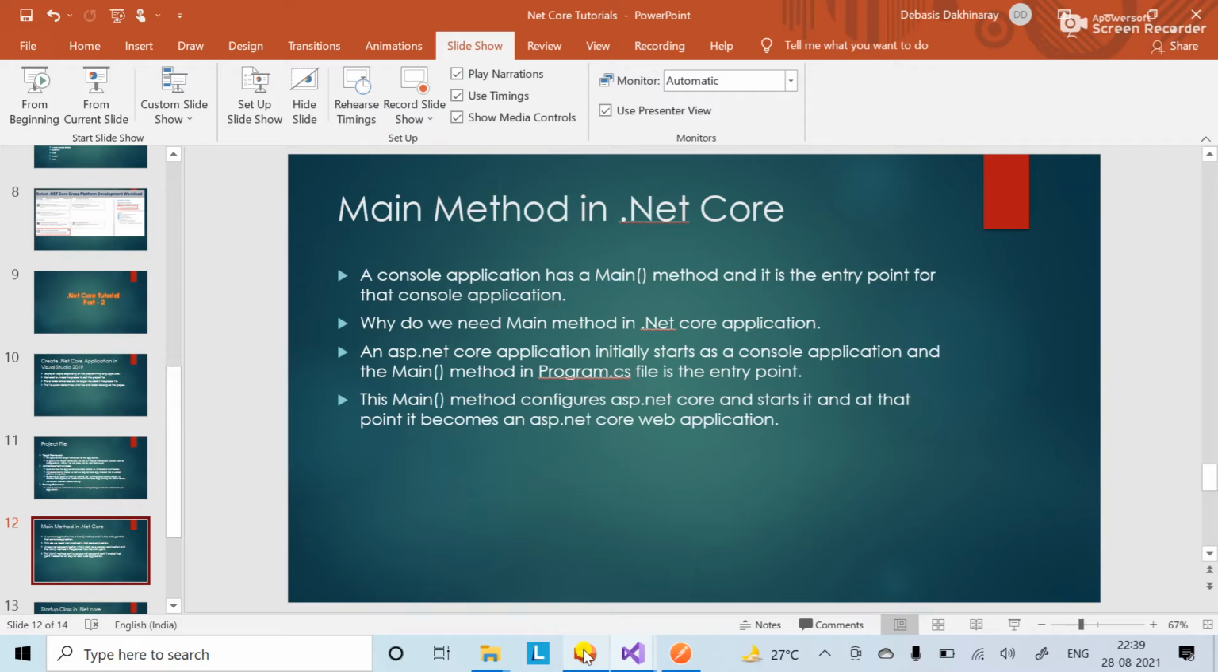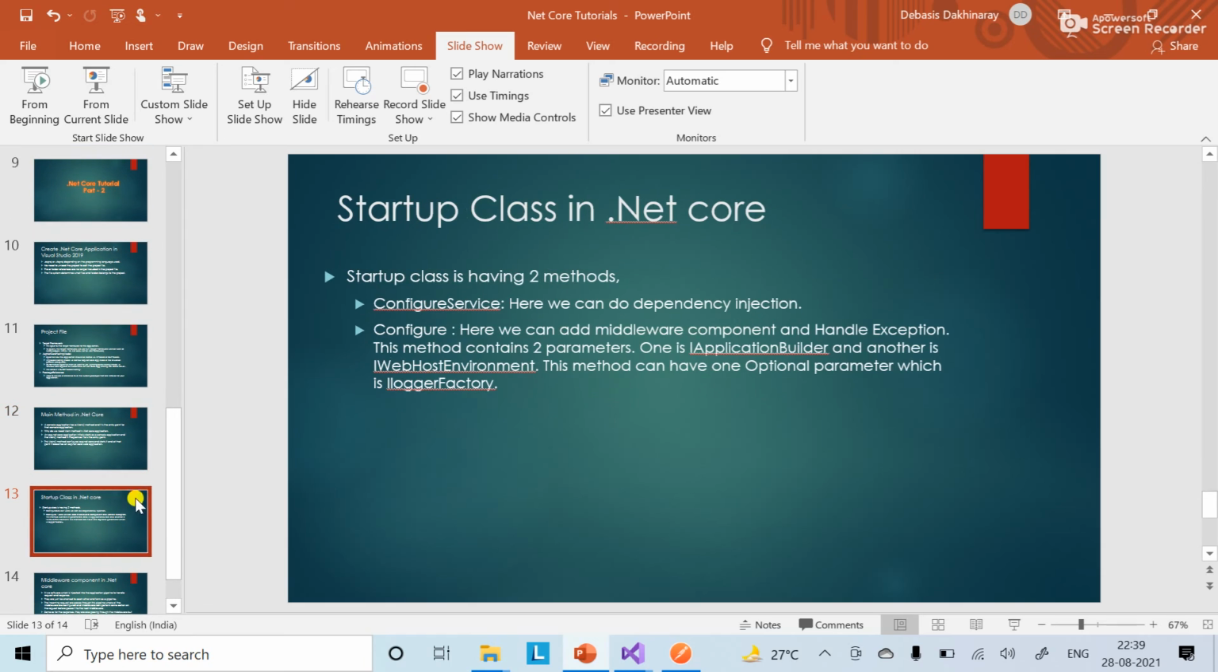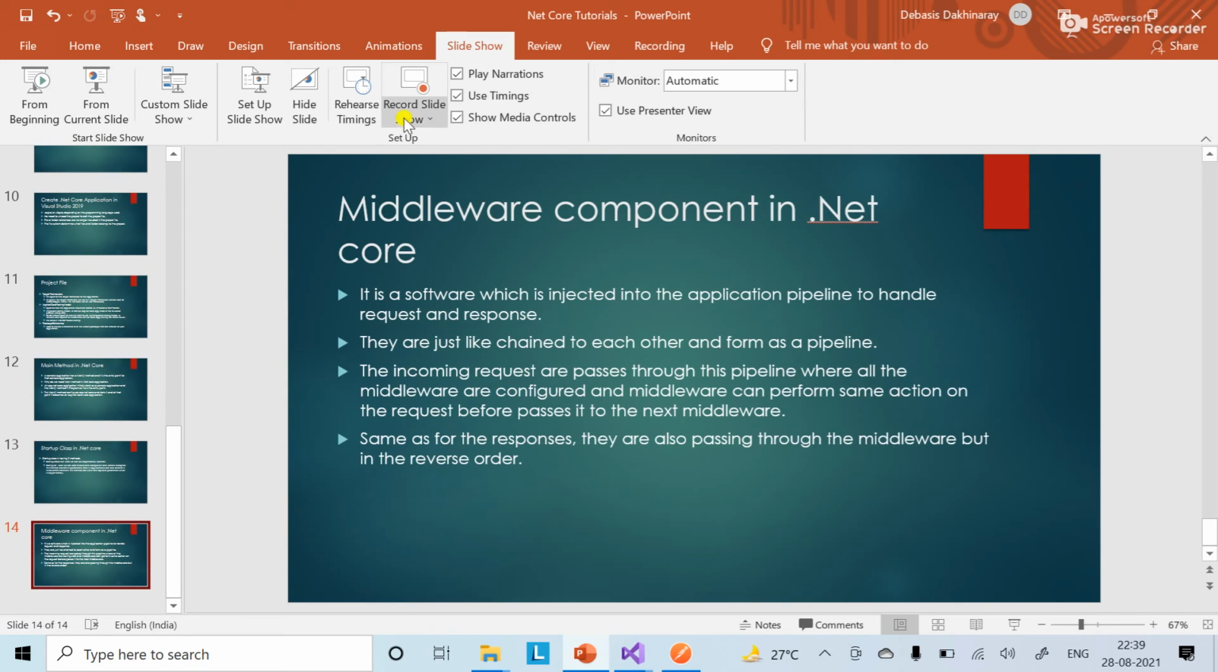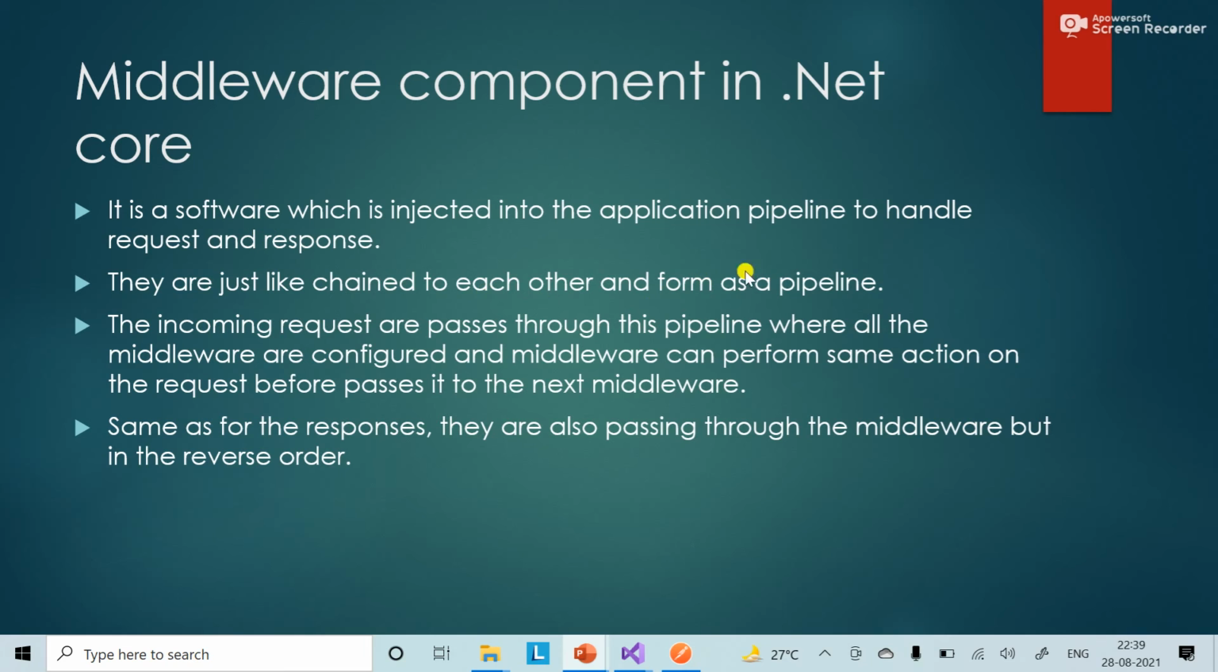So what is a middleware component basically? A middleware component is nothing but software which is injected into the application pipeline to handle requests and responses. They are chained to each other and form a pipeline. The incoming requests are passed through this pipeline where all the middleware are configured, and middleware can perform some action on the request before passing it to the next middleware. The response also passes through the middleware but in the reverse order.